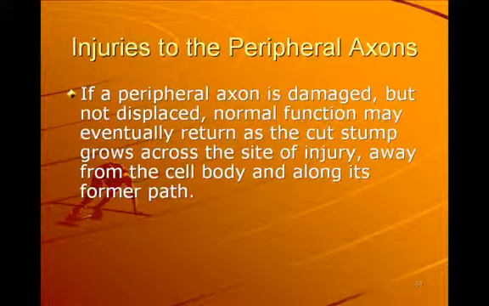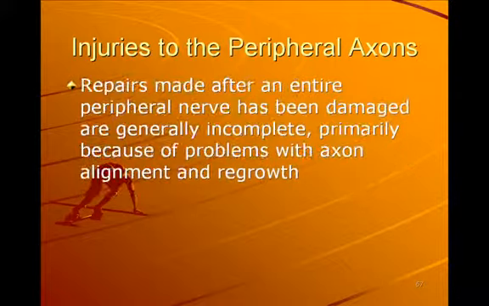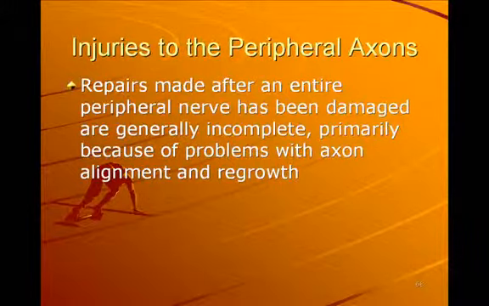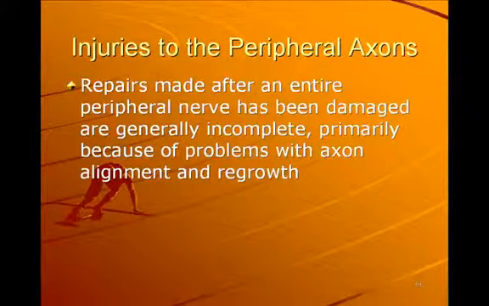If the peripheral axons are damaged but not displaced, normal function may, and the key word there is may, eventually return as the cut stump grows across the site of injury away from the cell body along its former path. But the key word there is may. This is not an absolute. Repairs after an entire peripheral nerve has been damaged are generally incomplete, primarily because of problems with axon alignment and regrowth. Remember, that's a specific tract where a specific nerve fiber has to pass. If there is extensive damage and that tract has also been destroyed or mutilated, it's very difficult for the nerve to return through its original tract.